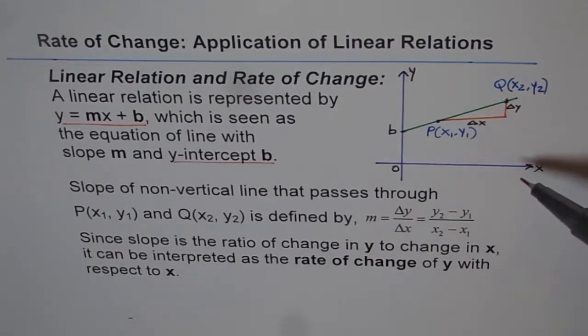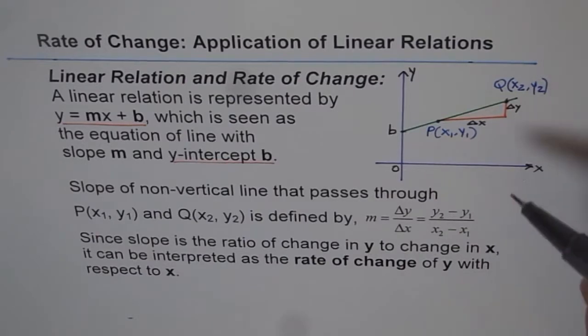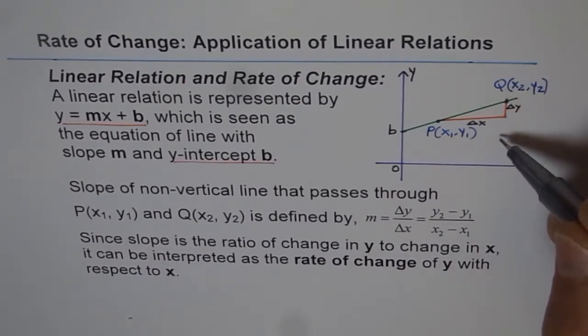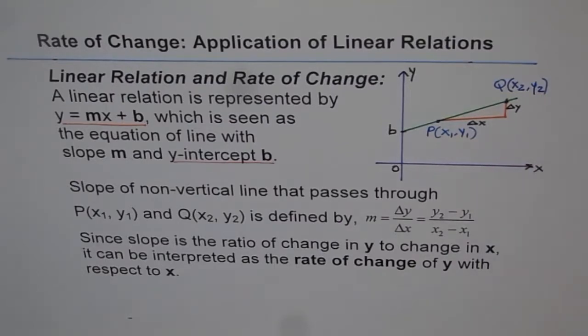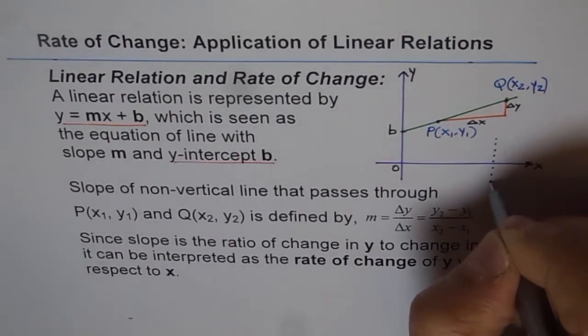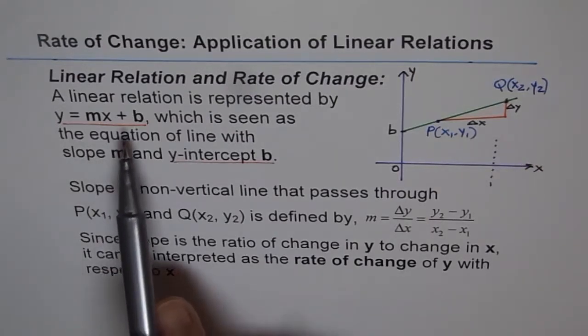One more thing I want to add here, make a note. This equation cannot be used to write the equation for a vertical line. If I draw a vertical line, let me draw a kind of vertical line here. Let us say a line like this, right? I'm showing it in a dotted line because we cannot represent this line with this equation.